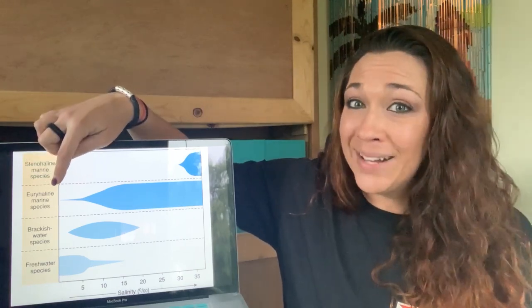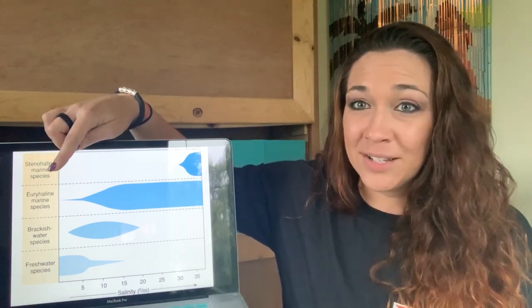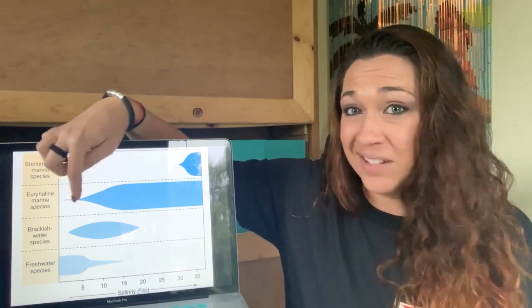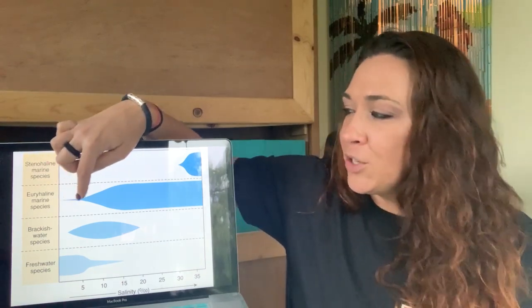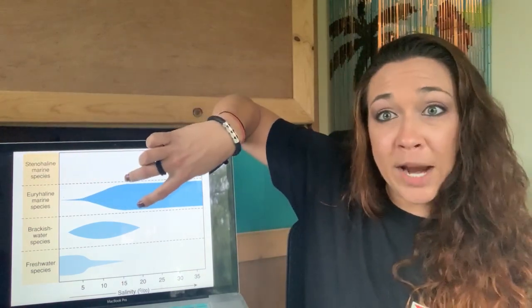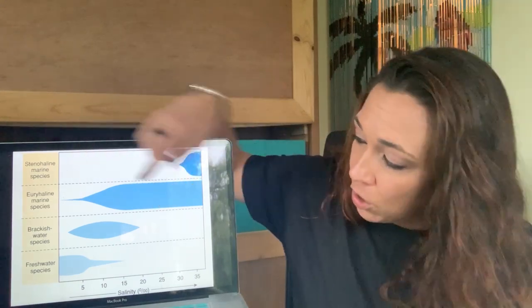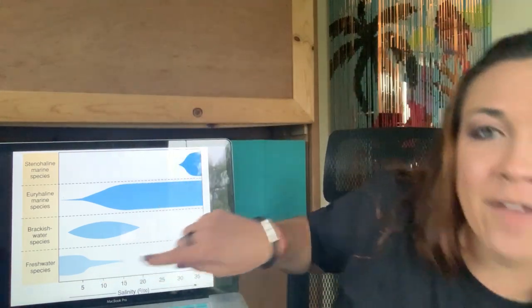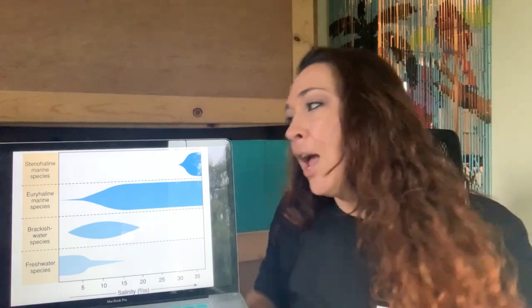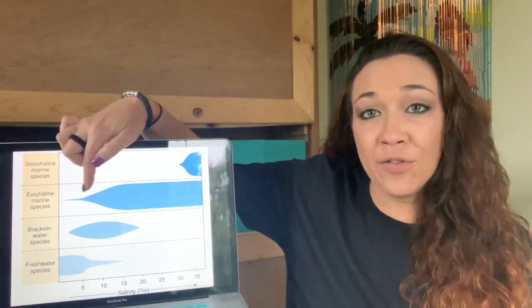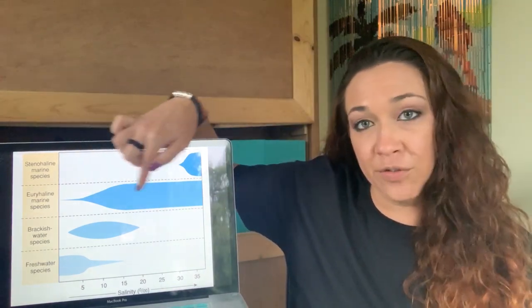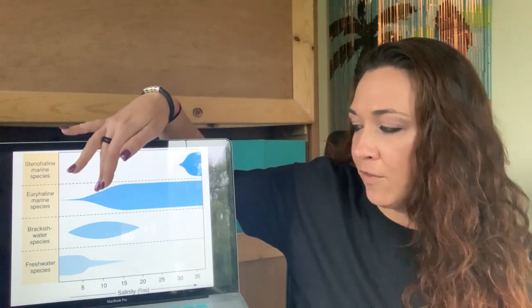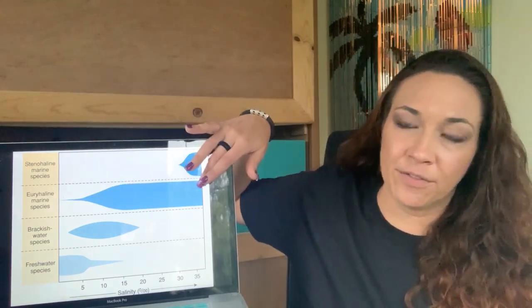Again, they are marine species. These are not freshwater organisms. They're marine species who can tolerate being really close to it. But as you can see right here, it widens up greatly when you go to about 5 and 10 parts per thousand, because there are a lot more organisms that can survive between 5 and 10 all the way up to 35.